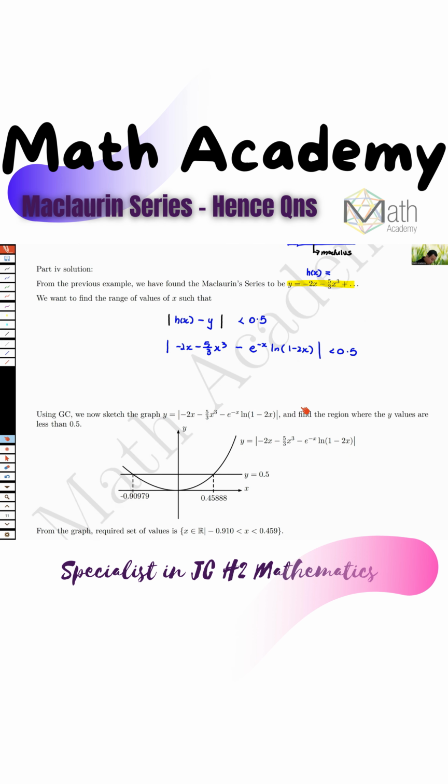Okay, so how you want to proceed here to solve the problem: you don't try to make x the subject. It's not possible. From this particular equation, you can draw on the graphing calculator. On the GC, I'm going to call this the y1 graph, and your 0.5 is your y2 graph. We are going to sketch 2 graphs from there.